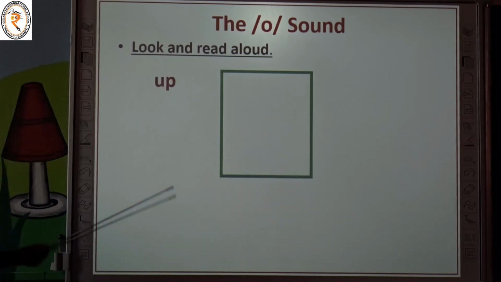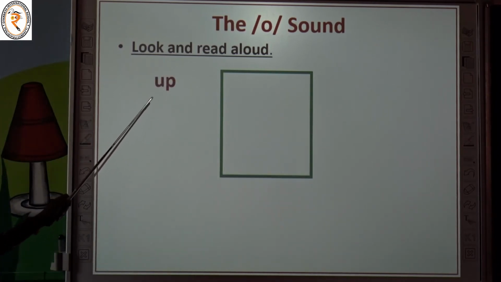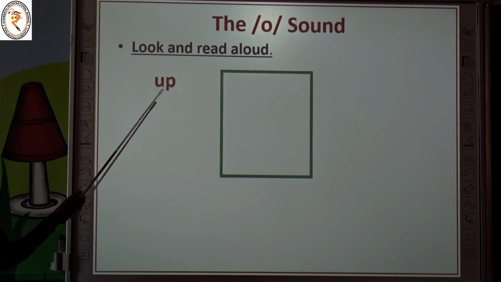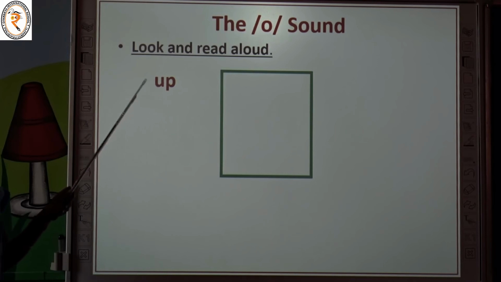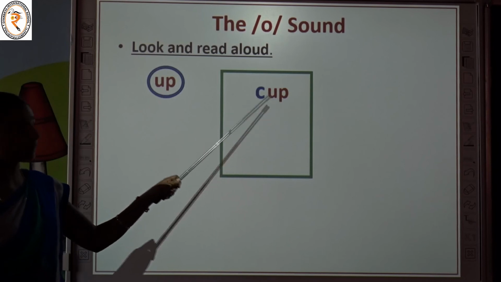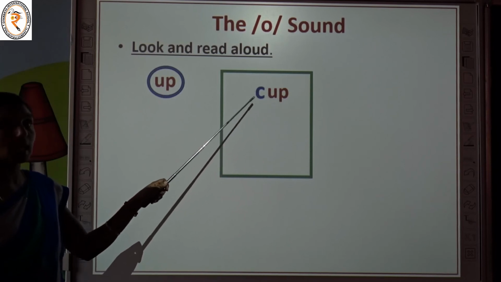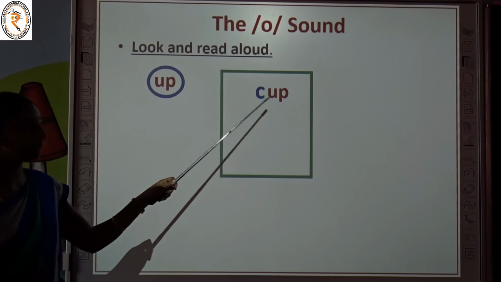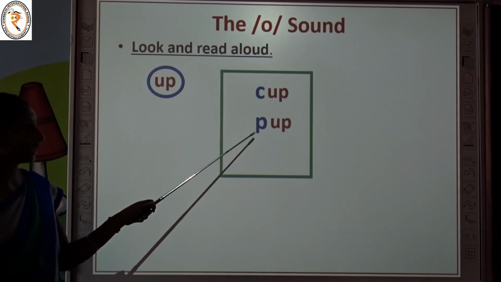Now we are going to read some words that end with the letters UP. Try to pronounce these letters together. UP. We can pronounce this as up. The sound of the letter P is P. Up. Let's see examples. C is added to up. Then we can pronounce this as cup. Ck plus up, cup.